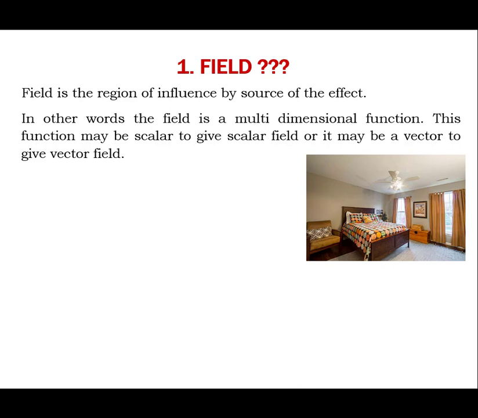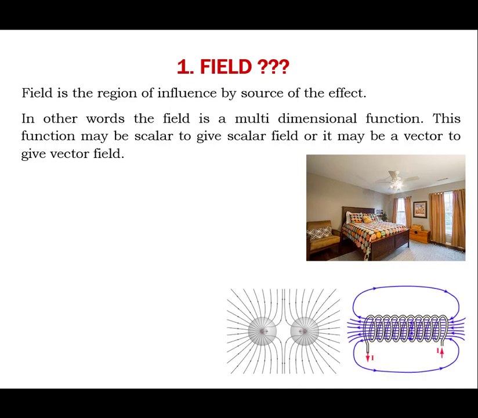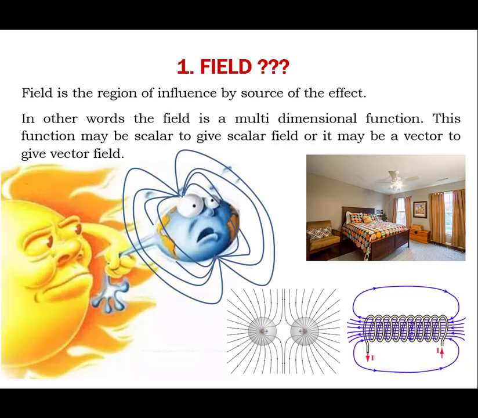The well-known example of vector field is electric field or magnetic field around charge or current distribution respectively. Another example of vector field may be the Earth's magnetic field, which keeps us away from solar radiation storms, and gravitational field of the moon on the Earth, responsible for tides on the Earth.